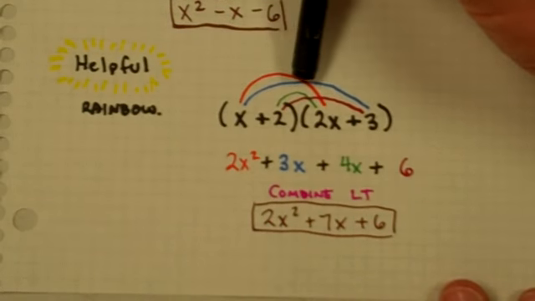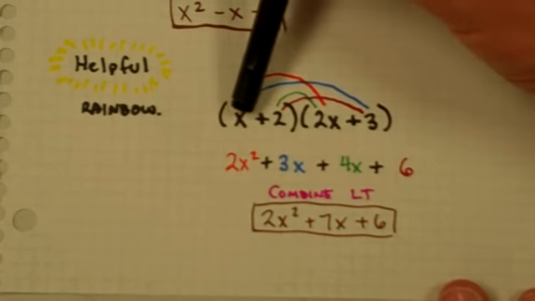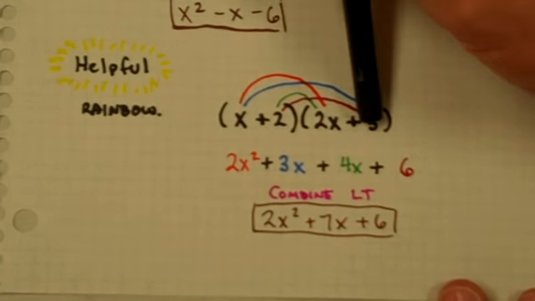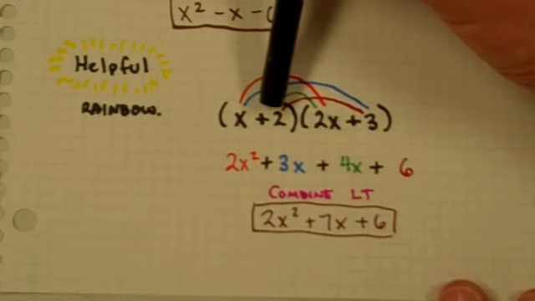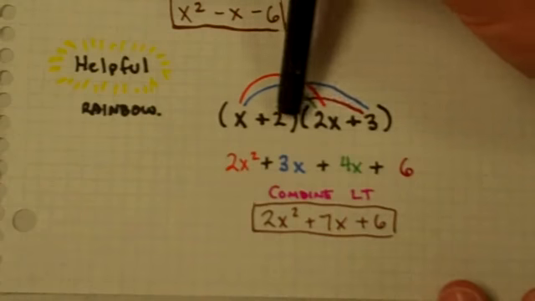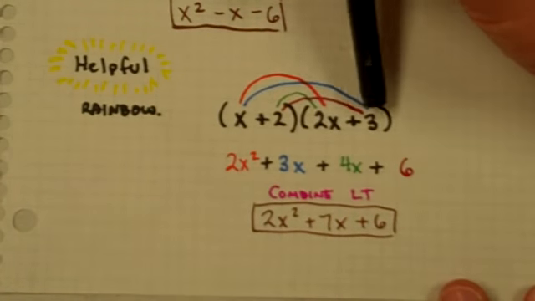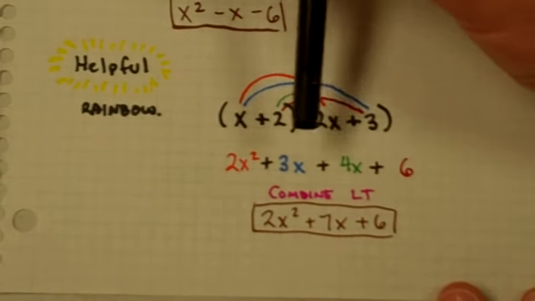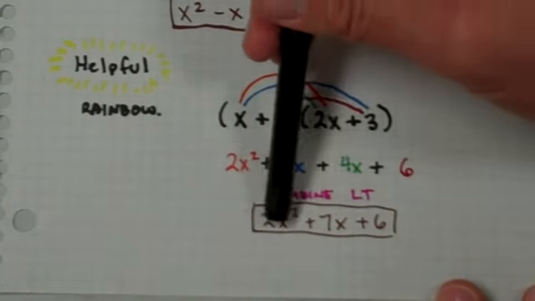So x times 2x, first terms. Outer terms, x times 3, 3x. Inner terms, 2 times 2x, 4x. And last terms, 2 times 3. Notice how it has a little rainbow effect for each one of them, and that's 6. We combine those like terms, and I got 2x squared plus 7x plus 6.